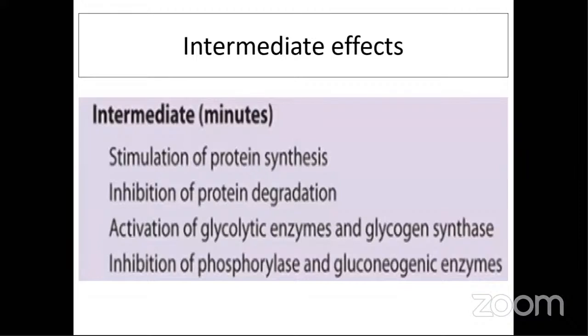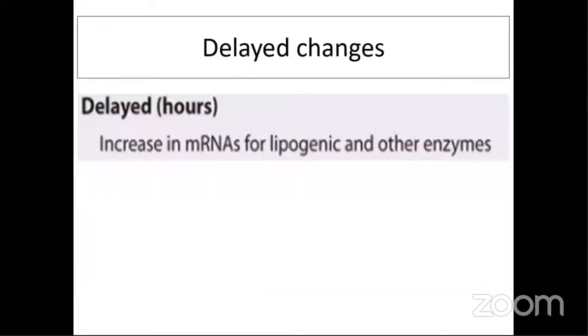Understood? And also it prevents gluconeogenesis. So what are the intermediate effects? It increases protein synthesis, decreases protein degradation, activates glycolytic enzymes and glycogen synthase, and inhibits gluconeogenic enzymes. And the delayed changes that occur within hours: it increases the mRNAs for lipogenic and other enzymes.